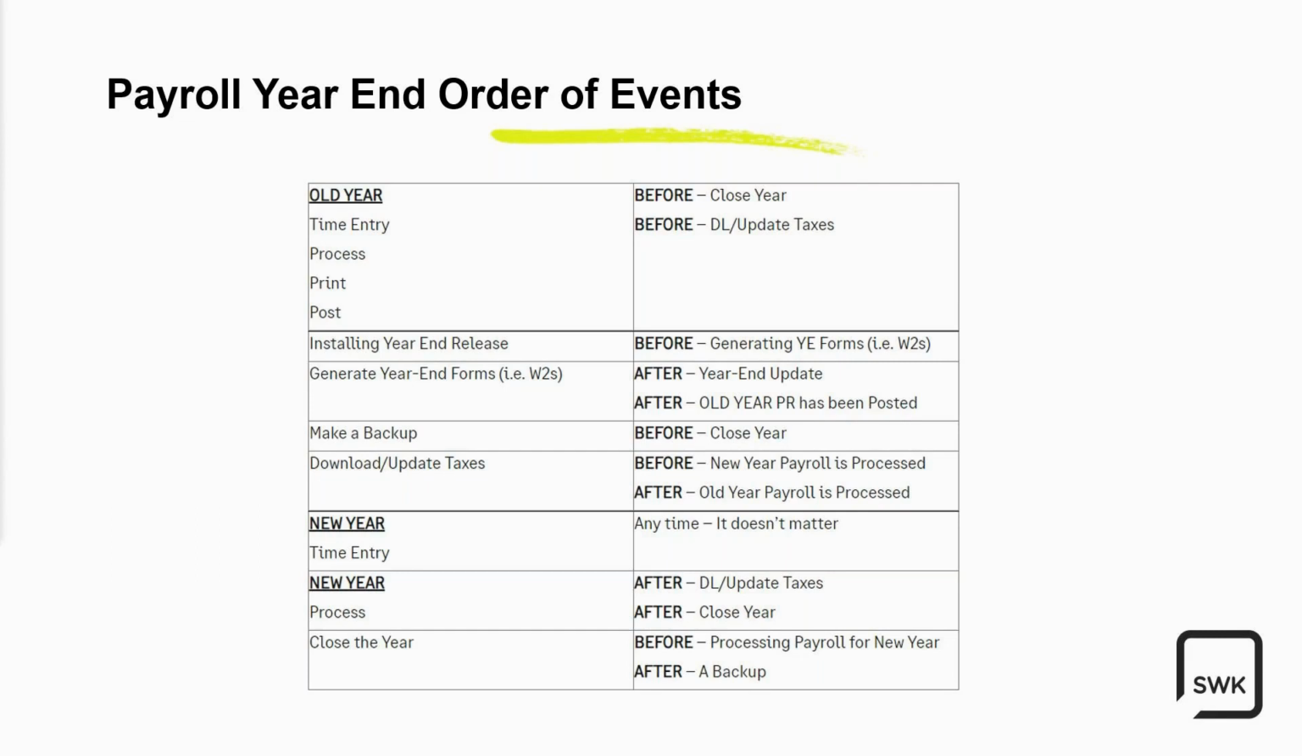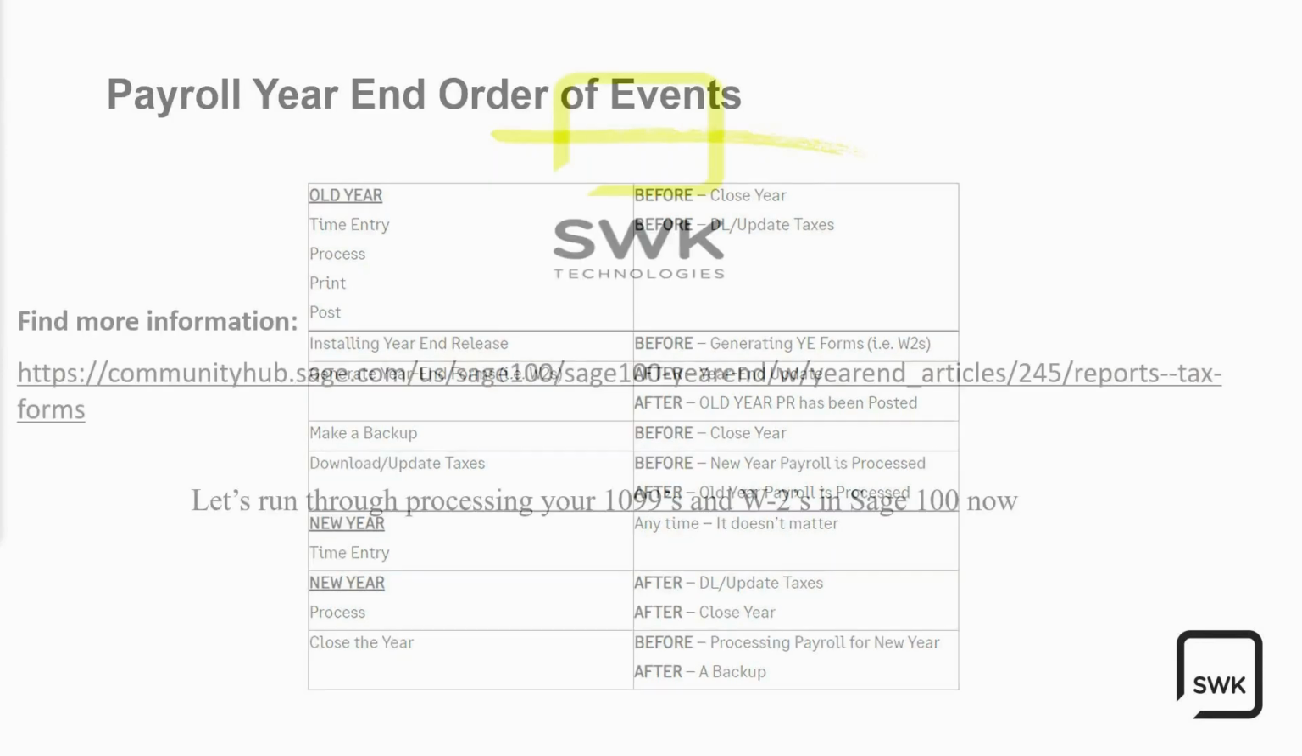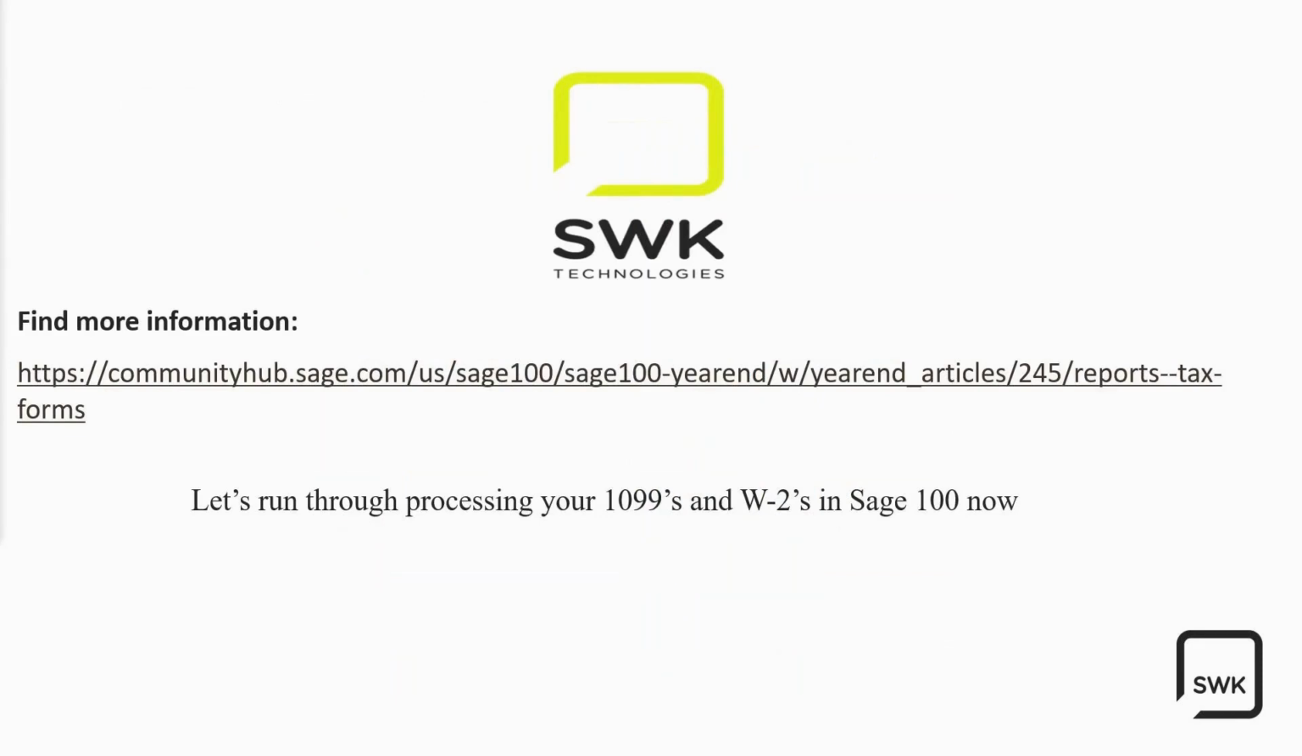So you're going to close the year. You're going to process your payroll before you process the payroll for the new year, of course, but after you make your backup, so that you have a good backup of that year. If you don't know how to make a copy of your company in Sage 100, let me know in the questions. I can go through that.